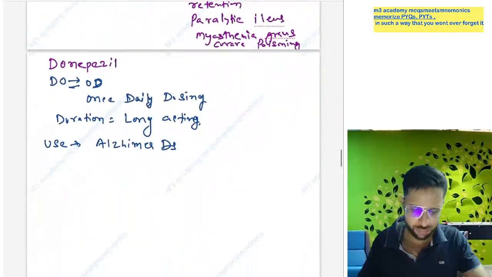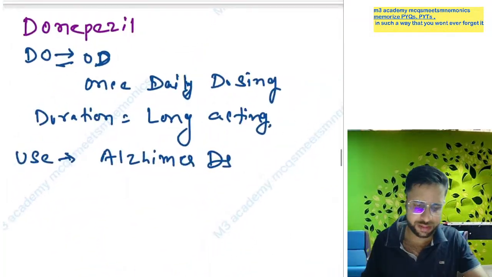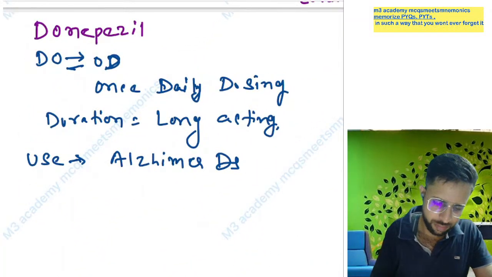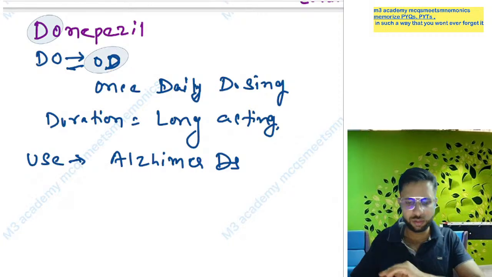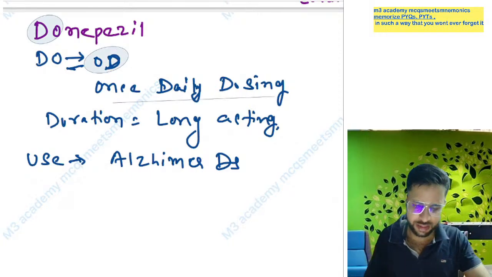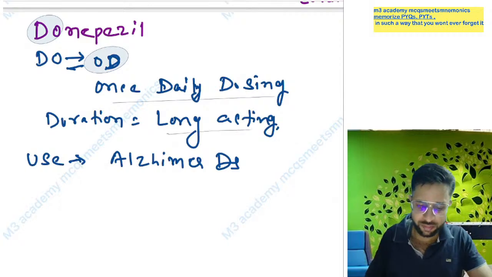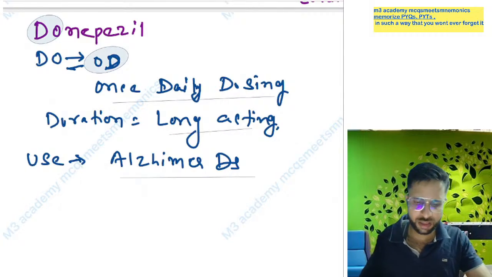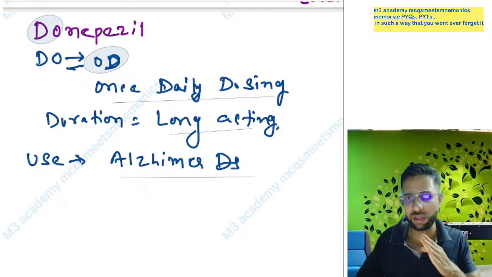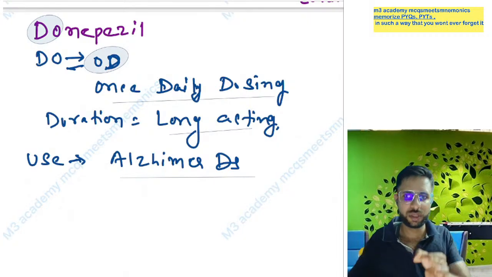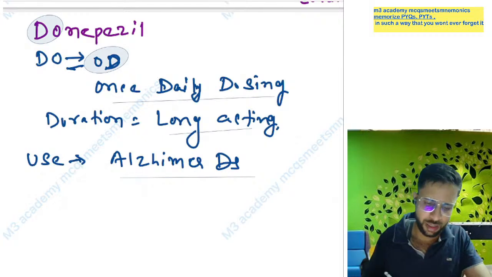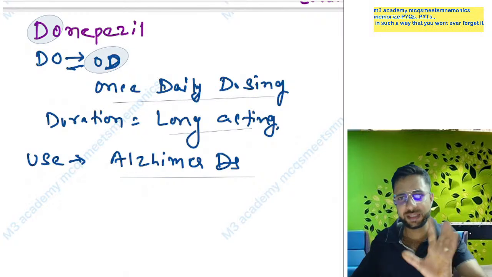Yes, now the next drug is donepezil. In donepezil there is DO, just opposite, DO is OD. OD means once daily dosing. So this drug has once daily dosing, so it works for a longer duration and is used in Alzheimer disease. So how can we understand donepezil? Done OD. Reverse DO and OD becomes once daily. D for duration, so it works for a longer duration, and it is used for AD, Alzheimer disease.